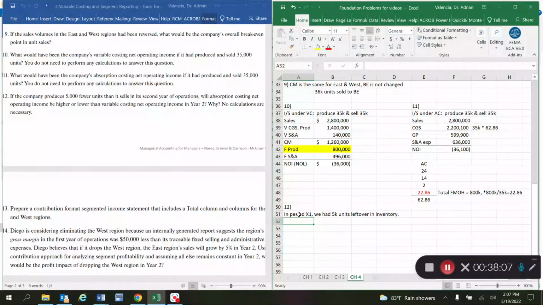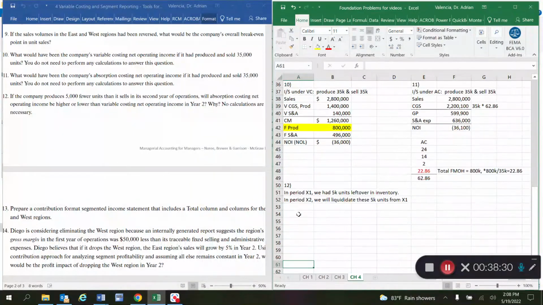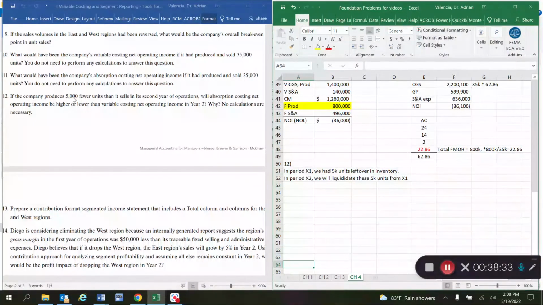Now in this question, we're talking about period X2. In period X2, we will liquidate these units from X1, so that we understand clearly what's going on right here. And that's what they mean by if the company produces 5,000 units fewer than it's sold, because of the fact that we had inventory. So how would the net operating income compare with variable costing NOI versus absorption costing NOI?